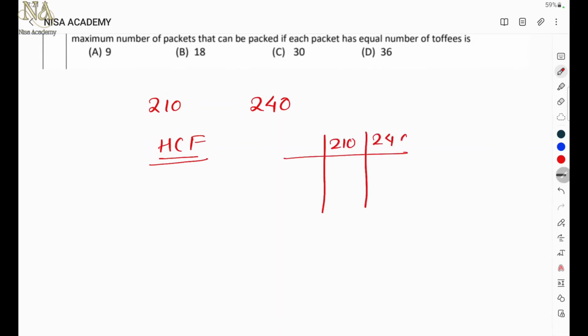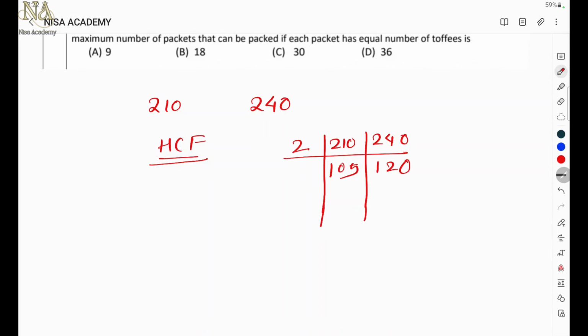See this, 210 and 240. We have to find the HCF. So now you have to divide by a number which divides both of them, not just one. If I talk about 2, yes, 2 divides both of them. 2 ones are 2, this is 0, 2 fives are 10. 2 ones are 2, 2 twos are 4, 2 zeros are 0. Now again, can I take 2? No. Why? Because 2 does not divide 105.